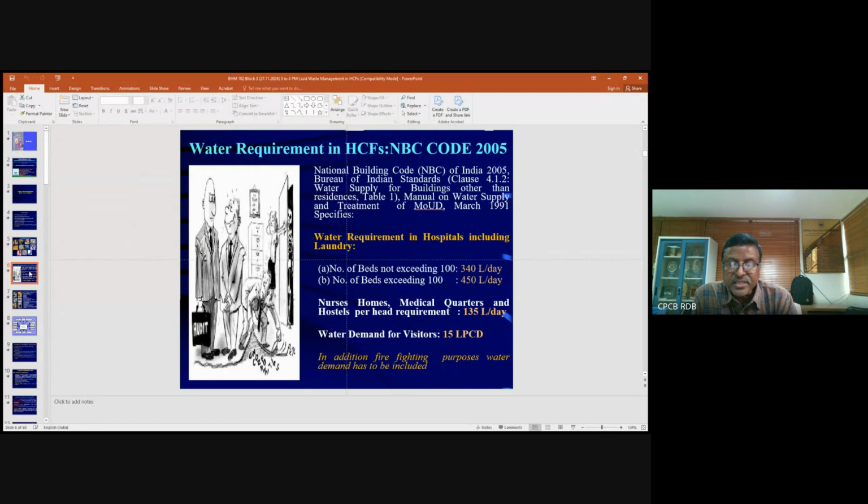If the number of beds is not exceeding 100, in such a case they require water of about 340 liters per day per bed, I'm telling you. And if the number of beds is exceeding 100, they require about 450 liters per day. Whereas in the case of nursing homes, medical quarters, and hostels, the per head requirement is about 135 liters per capita per day. LPCD means liters per capita per day, or liters per head per day. Water demand for visitors is generally at least about 15 liters per capita per day. This is the water requirement in the case of hospitals.